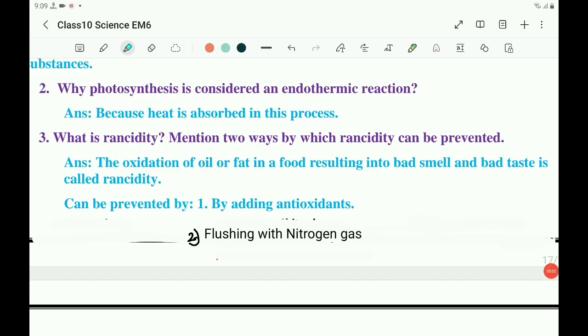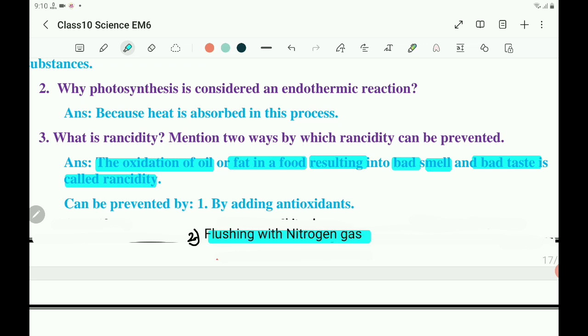Then write the answer. The oxidation of oil or fat in food resulting in bad smell and bad taste is called rancidity. How can you prevent rancidity? By adding antioxidants, and flushing with nitrogen gas.